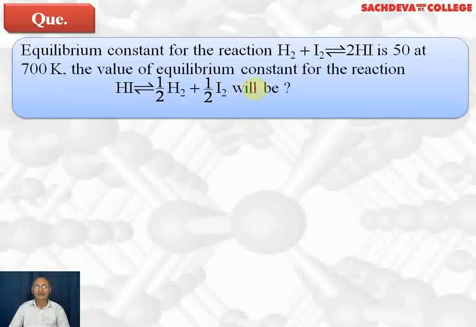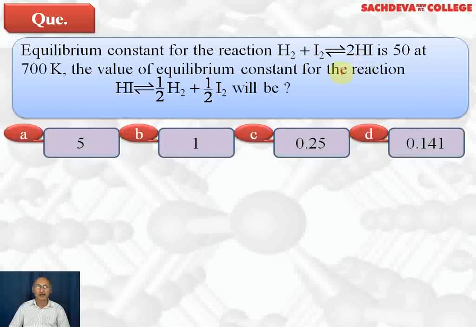Equilibrium constant for the reaction H2 plus I2 gives you 2HI is 50 at 700 Kelvin. The value of equilibrium constant for the reaction HI gives you half H2 plus half I2 will be. Now here keep in mind that hydrogen is gas, iodine is gas, and HI is also gas. Options are A, 5; B, 1; C, 0.25; and D, 0.141.